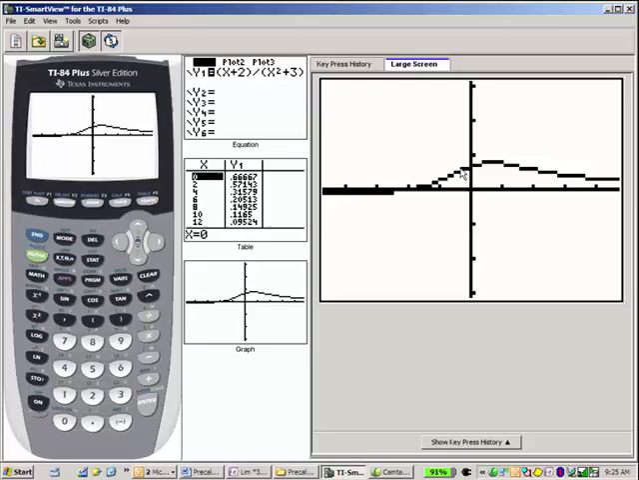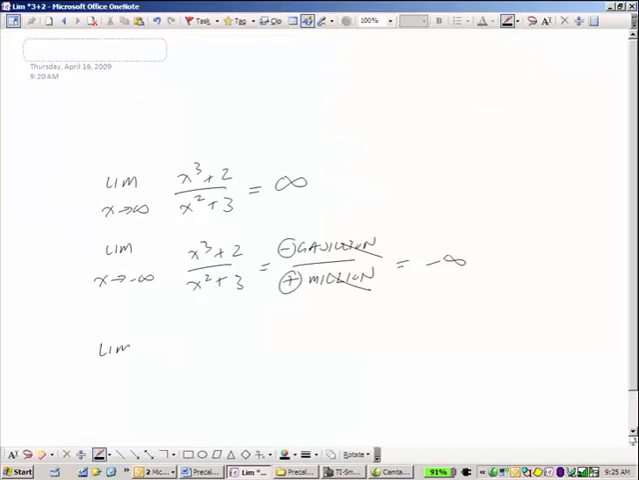So here I have a function that looks like if I go out in the negative direction, it gets close to 0, and if I go out in the positive direction, it looks like it gets close to 0. That function, the y values get closer and closer to 0 as x gets bigger and bigger. To write it, I would say, hey, the limit as x approaches infinity of x plus 2 over x squared plus 3 is equal to 0.